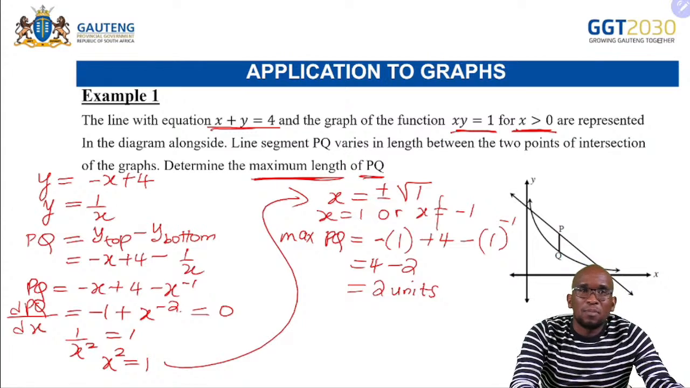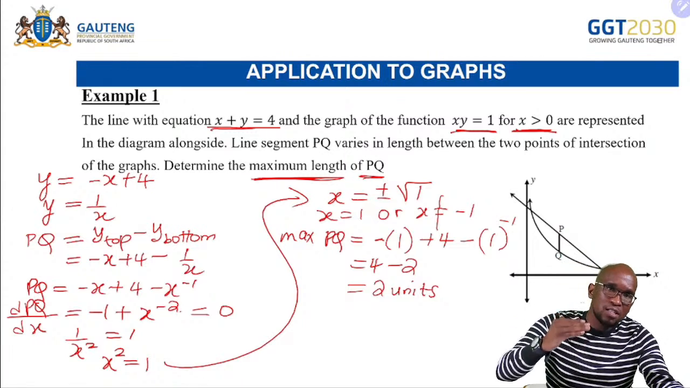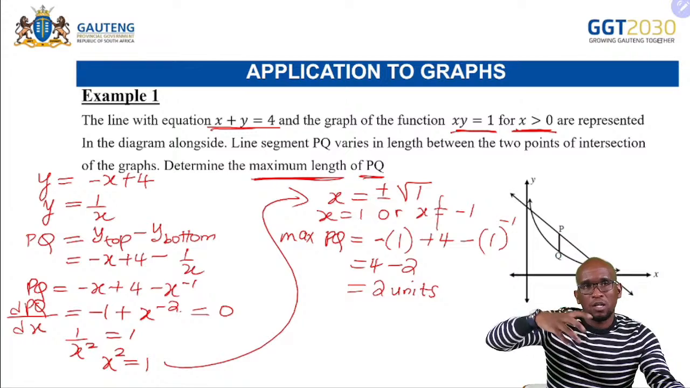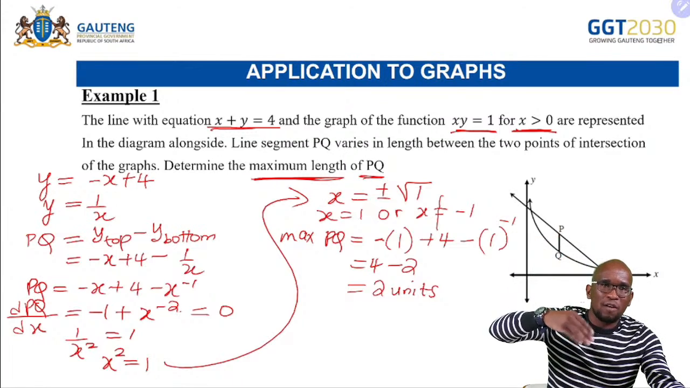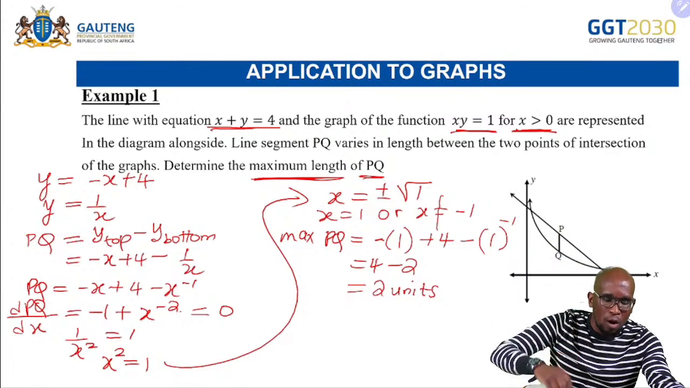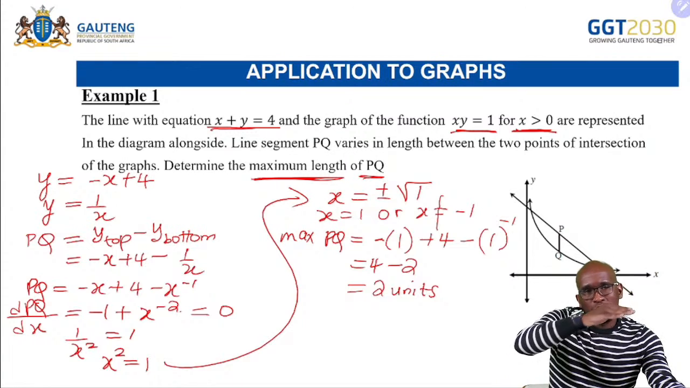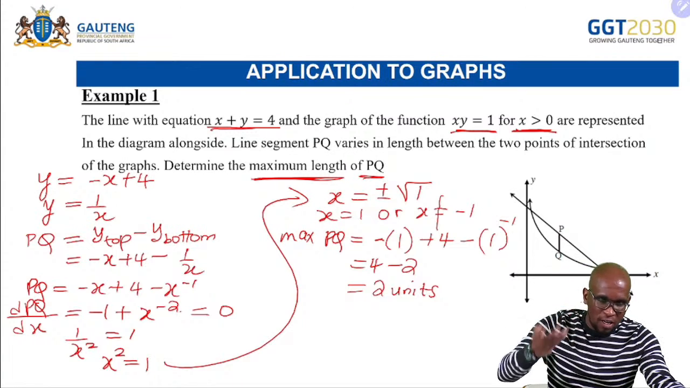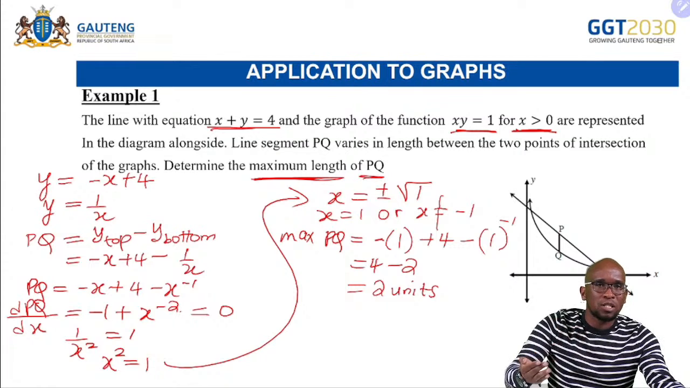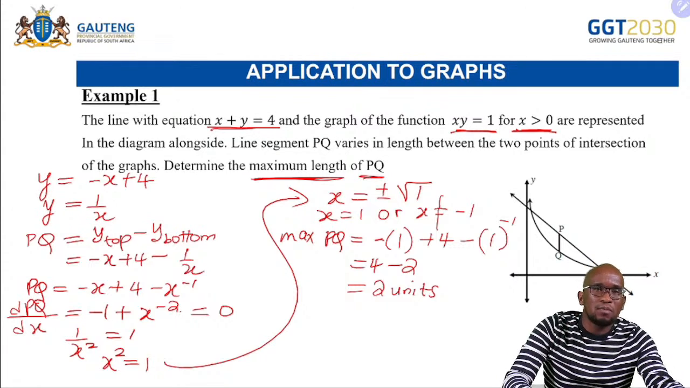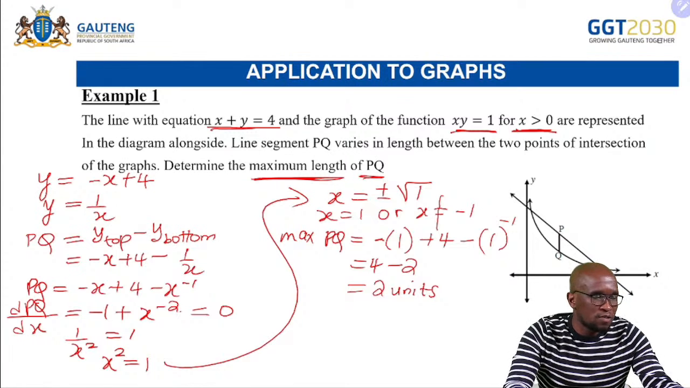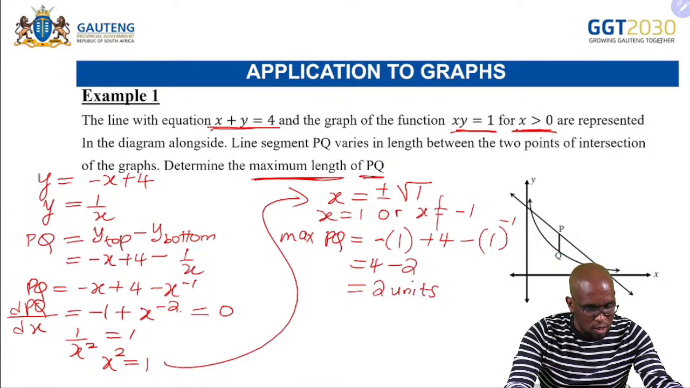Right, that is the first application to graphs. The distance between two graphs is the top graph minus the bottom graph, or y top minus y bottom. And then from there, the objective function would be in terms of x only. So you can differentiate to get the maximum and equate the derivative to 0.